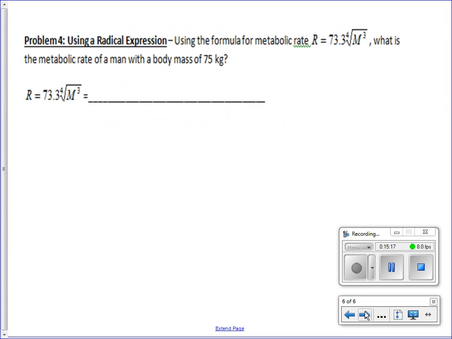All right, and problem 4, using a radical expression, using the formula for metabolic rate, R equals 73.3 times the fourth root of M cubed, what is the metabolic rate of a man with a body mass of 75 kilograms? And of course, capital M stands for our body mass. So we're going to take 73.3 times the fourth root of 75 cubed.